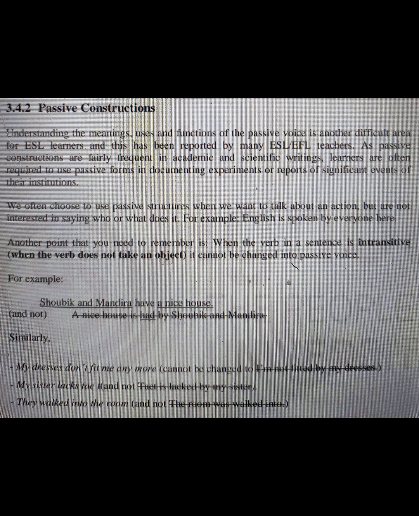Passive constructions. Understanding the meanings, uses and functions of the passive voice is another difficult area for ESL learners, and this has been reported by many ESL, EFL teachers.